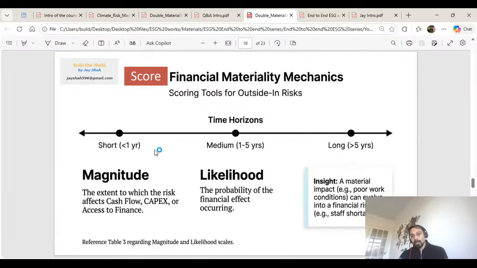But once your time horizon is greater than 5 years, which is a long impact, then it will be much more significant to your company's threshold. So you have to document all of this in financial scores so that you can understand whether the material risk is for the long, medium, or short term.